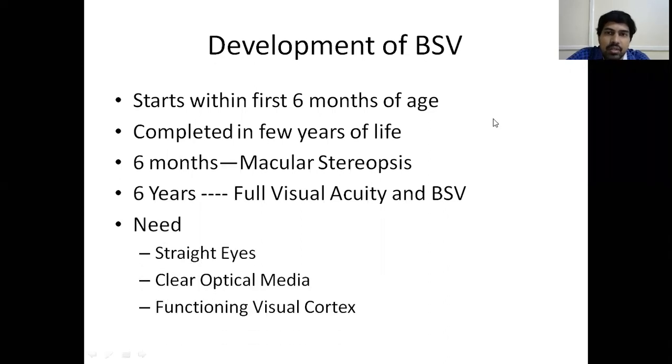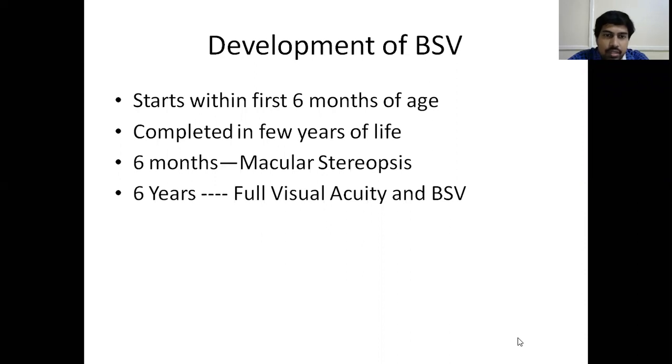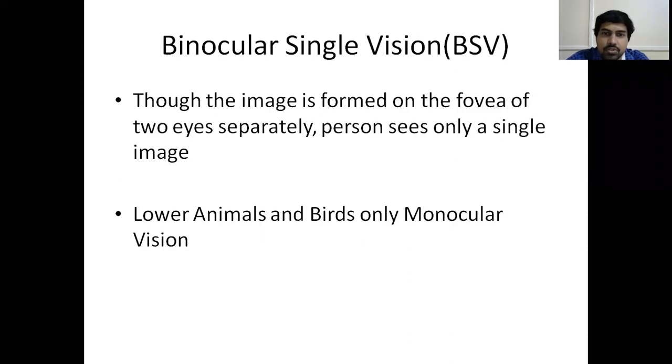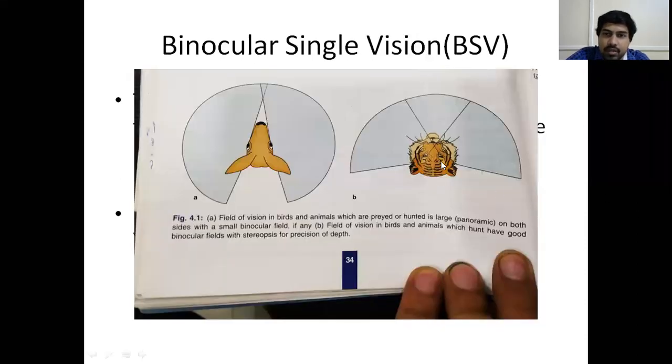To have this binocular single vision, what all do you have to have? You should have straight eyes, clear optical media, and a functional visual cortex. If you want good binocular single vision, both your eyes should be looking straight. If one eye has a squint and is deviating to one side, you won't have binocular vision. There should not be any organic pathology like cataracts or corneal opacity, so that the light falls completely on the eyeball. And your brain should be good and activated to process the images of both eyes.